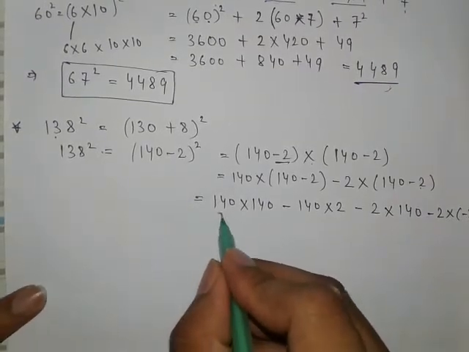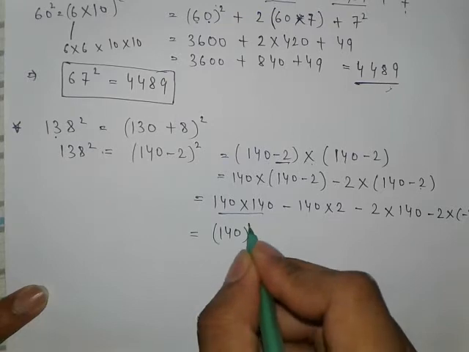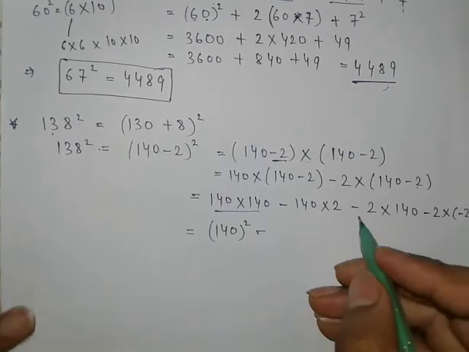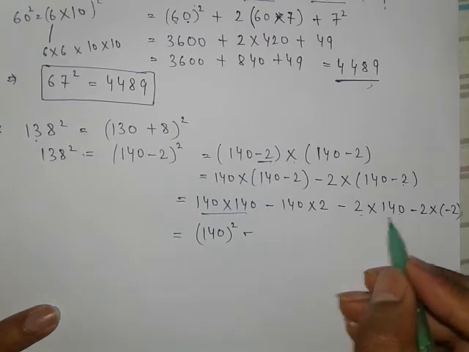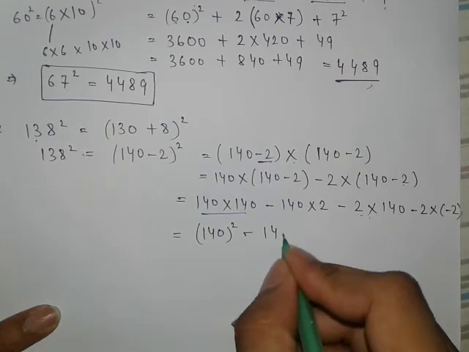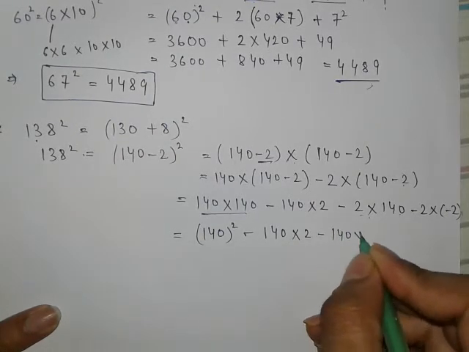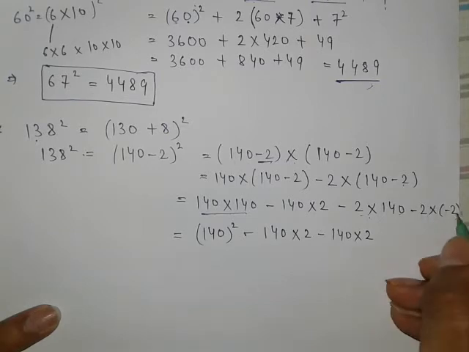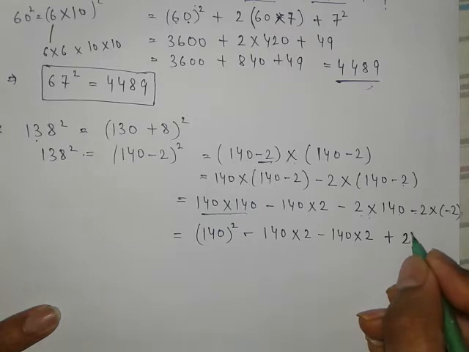So you see 140 by 140 is the 140 square. Again, if we see 140 multiply by 2 here and 2 multiply by 140 here, we can apply the commutative property here and write it in this way. Then minus 2 minus 2, so minus minus will become plus and 2 into 2 will become 2 square.